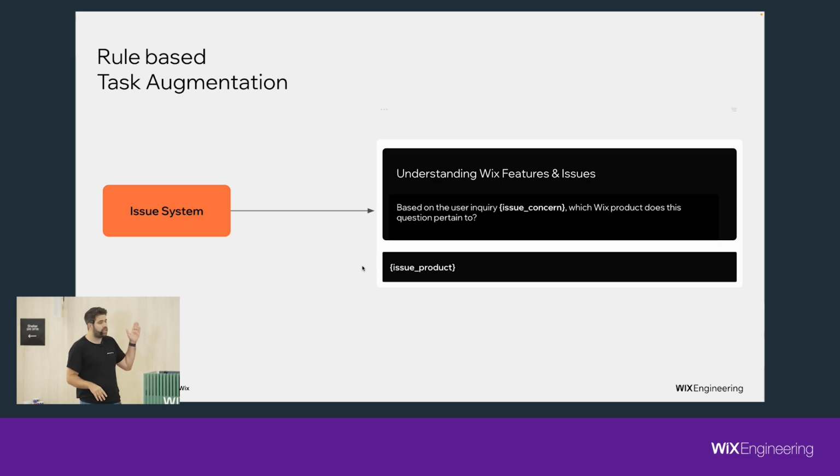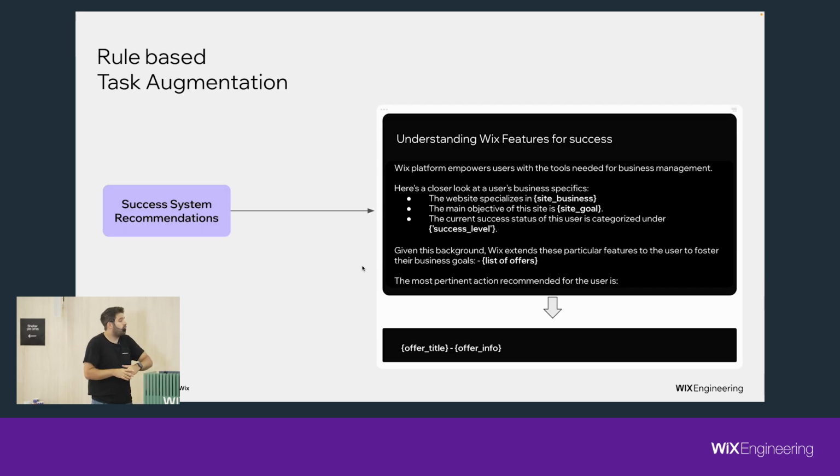So for example, we took the issue management system at Wix, and we just ask factual questions. For example, based on the user inquiry about a certain issue, which Wix product does this question pertain to? And then the output is what we want the LLM to answer. So very easy to extract. I can tell you that it's very important to create a lot of templates with different phrasing, in order to make sure that the LLM is not overfitted to certain phrasing.